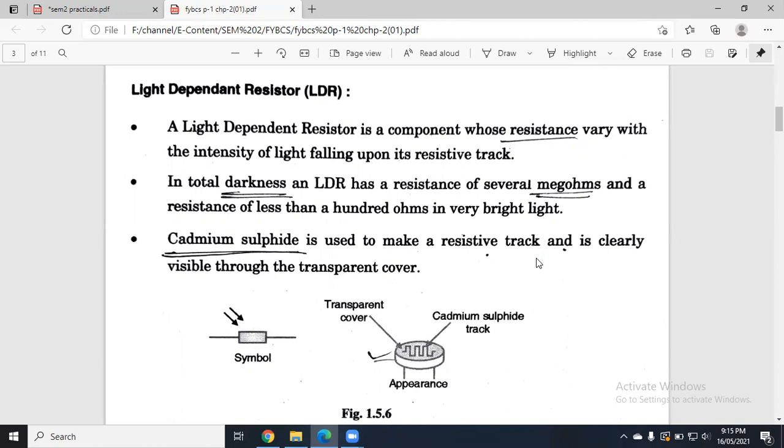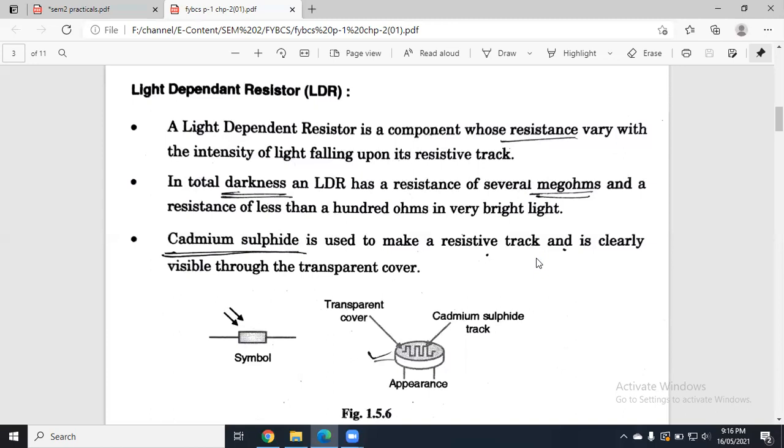Now, if we put that LDR in a dark situation, the resistance is very high, and if we put that resistor in bright light, in that case the resistance is very low. So remember this thing: in dark, resistance is always high, in bright light resistance is always low. As we know, it is a simple resistor, but whenever light falls on this resistor, its resistivity changes. Now we'll think about which material is used for the construction of this LDR.